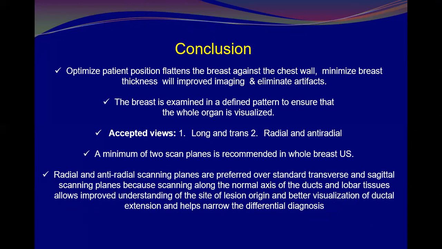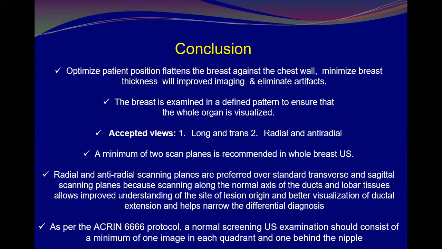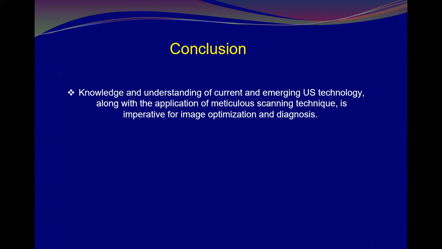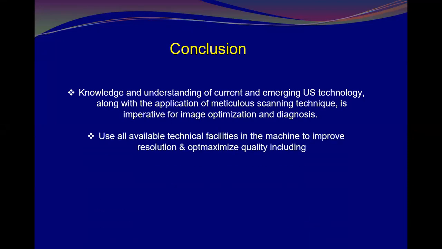Radial and anti-radial scanning planes are preferred over the others, and we mentioned that because it improves the visualization of the lesion origin and its extent. And we mentioned that in case of screening ultrasound, it's recommended to have at least a single view for each quadrant and for subareolar regions. Knowledge and understanding of current and emerging ultrasound technology, along with application of meticulous scanning technique, is imperative for image optimization and diagnosis.